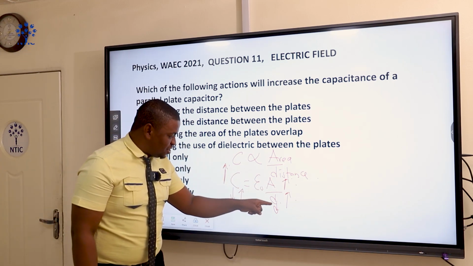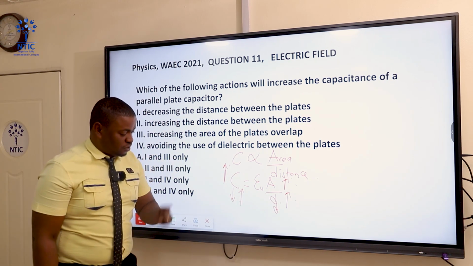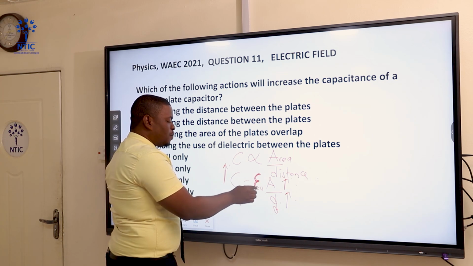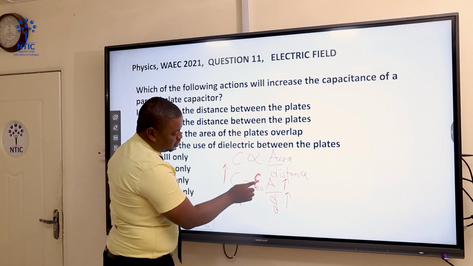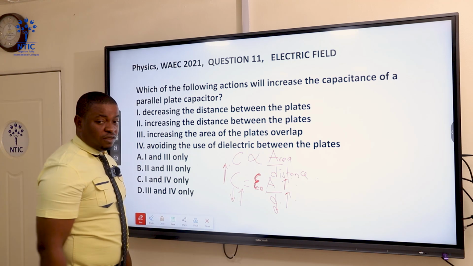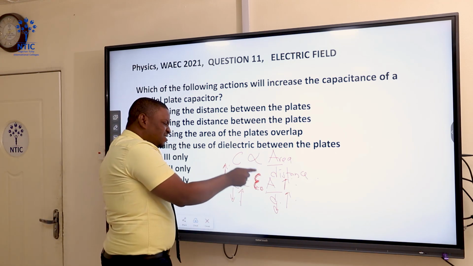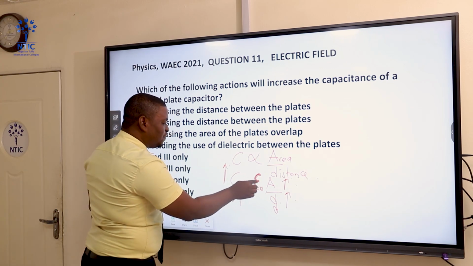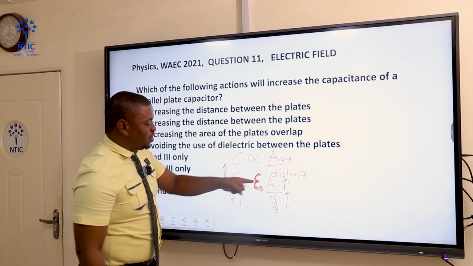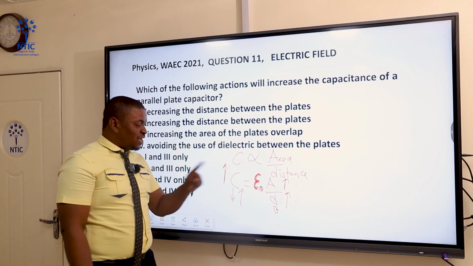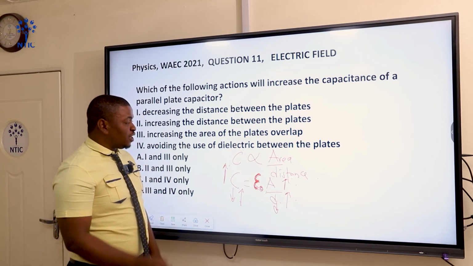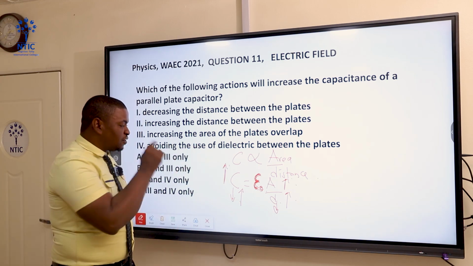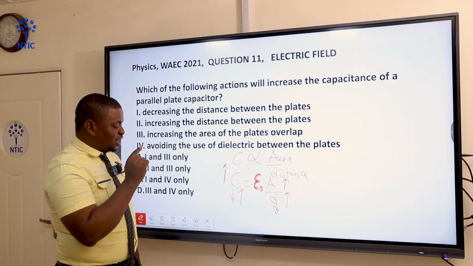Capacitance increases when the distance of separation reduces. Now, what does this E naught stand for? The E naught stands for what we call permittivity of free space. What does it mean? It means the nature of the insulator around there. So if I have an insulating material, the insulating material will increase the capacitance of the capacitor. That means the presence of a dielectric substance between the plates of a capacitor increases the capacitance of a capacitor.